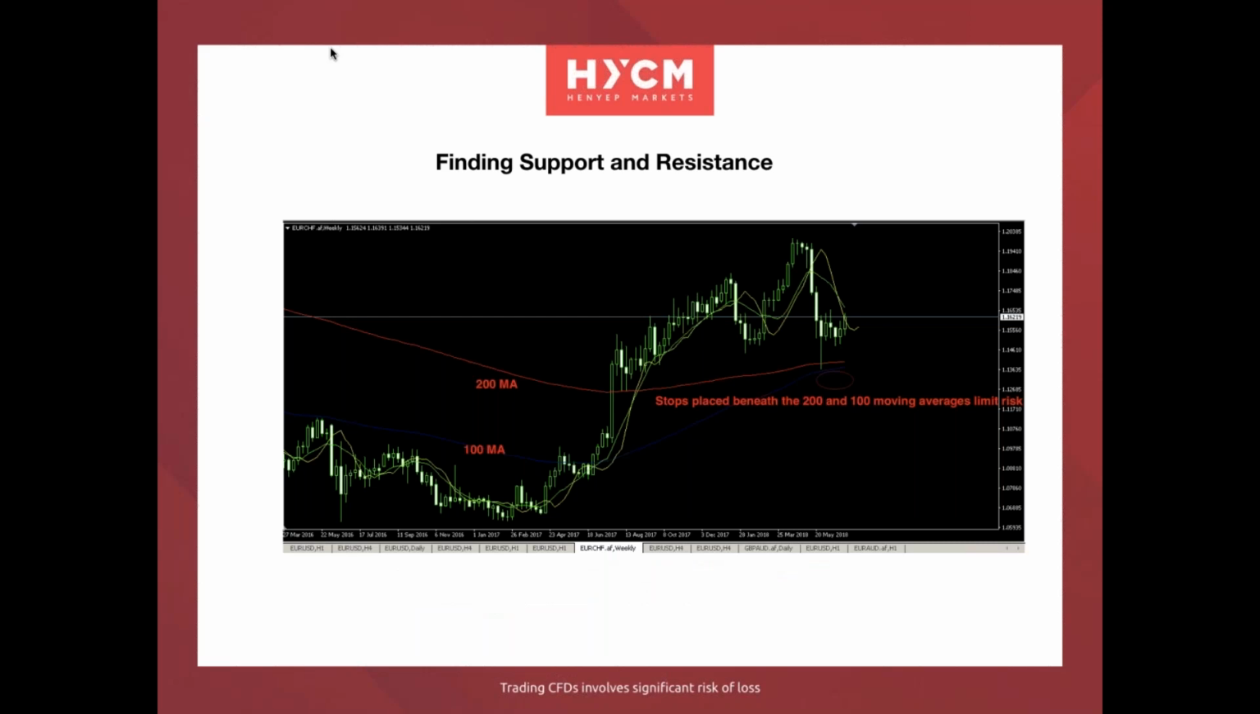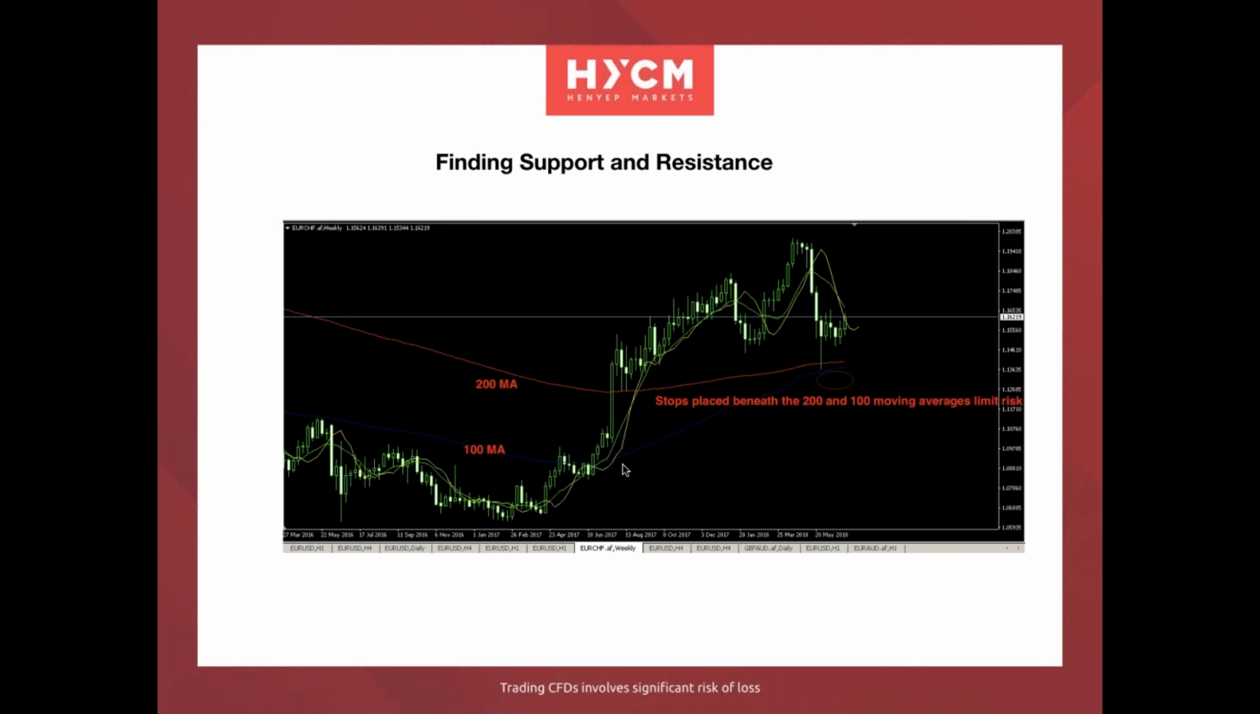Here's an example of using the 200 and 100 moving averages as a sensible place to limit risk. One thing that's been known is that the Swiss National Bank has been buying and supporting the euro-Swiss franc pair to avoid the Swiss franc becoming too strong. Obviously, in 2015 they removed the 1.2 peg, but even after that, they were buying up the euro pair just to make sure the Swiss franc didn't get too strong.